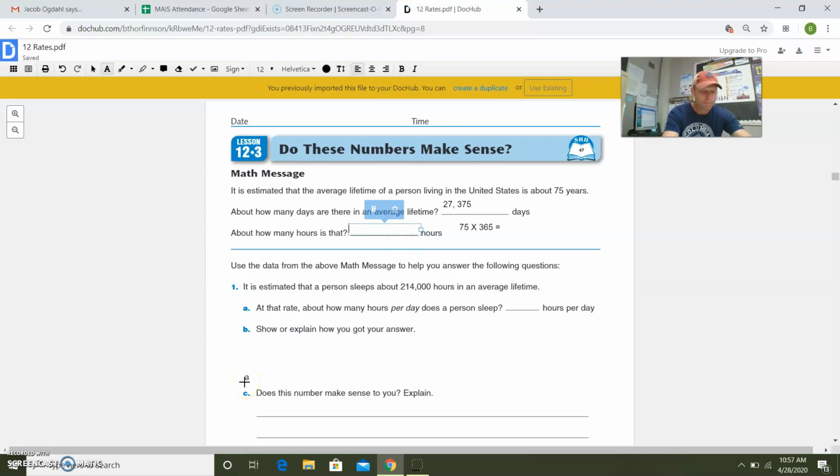Your answer for that should have been 657,000. Okay. So now we're going to take some of this and answer some questions. So it says use the data from the above math message right here to help you answer the following questions. It is estimated that a person sleeps 214,000 hours in an average lifetime. At that rate, how many hours per day does a person sleep?